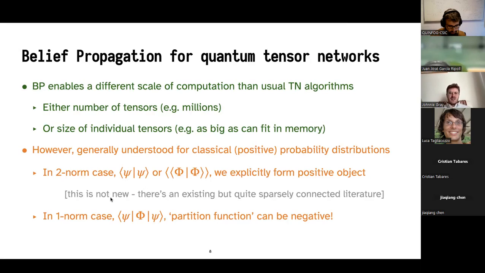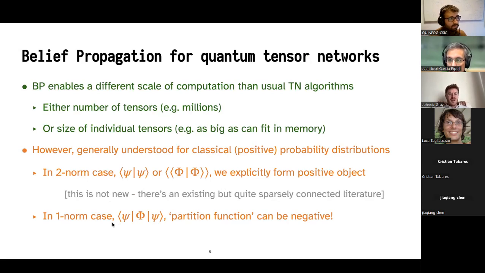And this itself is not new. There's quite a bit of literature about running BP on quantum states, and there's this connection with simple update that was recently elucidated as well.